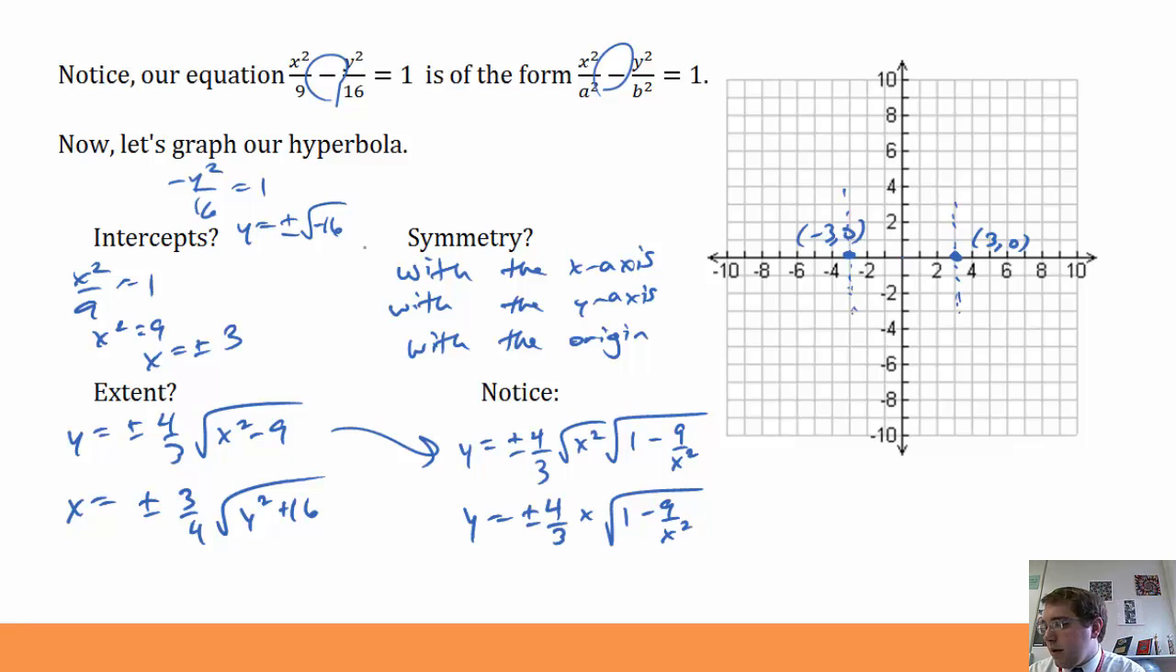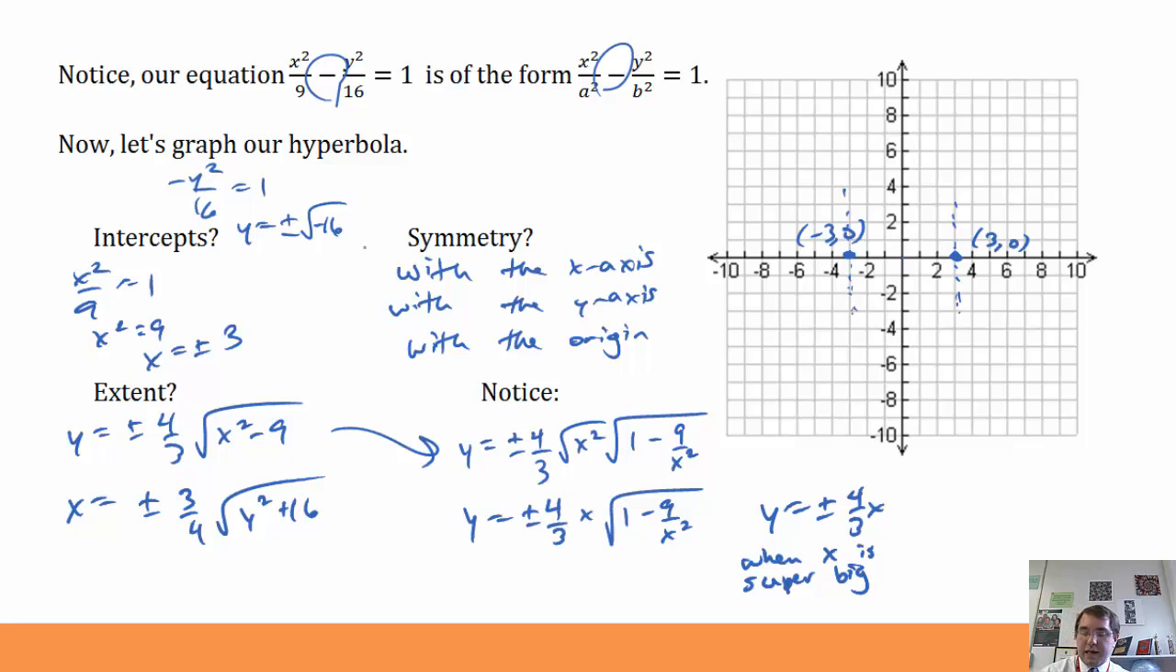is to see that if I were to let x be really, really big, then I'd be taking 9 divided by a really, really big number, which is essentially 0. And so I'd have 1 minus 0 underneath that square root, which is essentially 1. And I'd have the square root of essentially 1, which is essentially 1. So I'd have y equals plus or minus 4/3 x when x is super big. So as x approaches infinity.